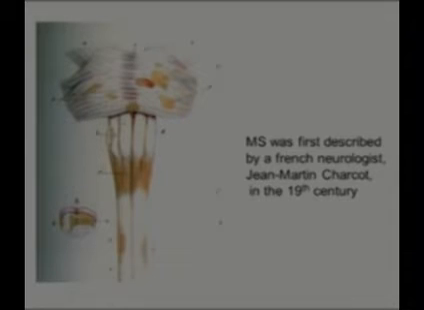Now, these plaques or lesions are relatively hardened compared to the rest of the brain, and they represent scar-like damage, and that's actually what sclerosis means, scarring. So multiple sclerosis, because there are multiple areas of scarring.